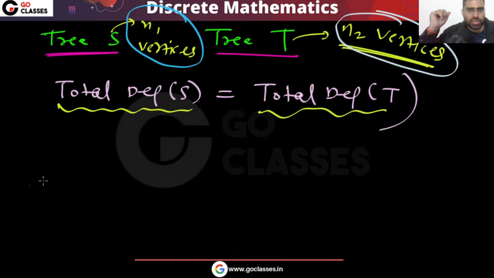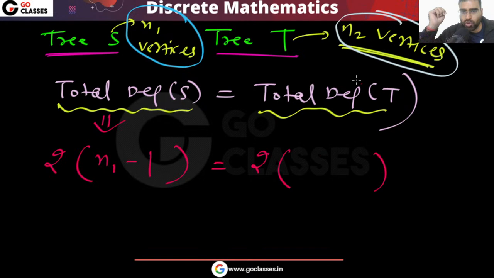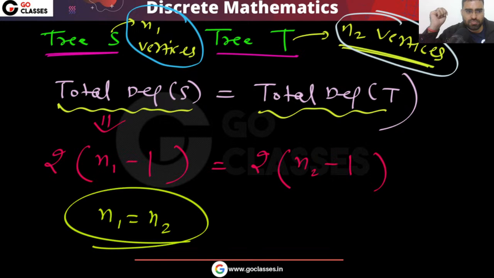That will be twice the number of edges. What is the total degree of T? That will also be twice the number of edges. Okay, so from here, N1 is equal to N2. If N1 is equal to N2, if the number of vertices is the same, then the number of edges also will be the same.